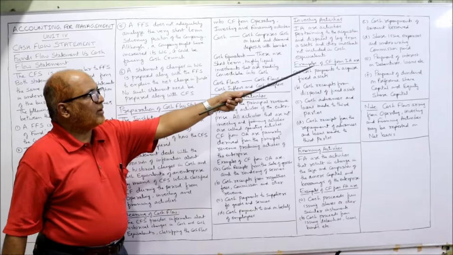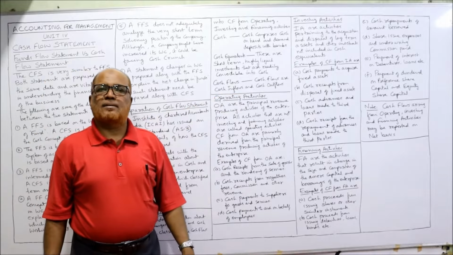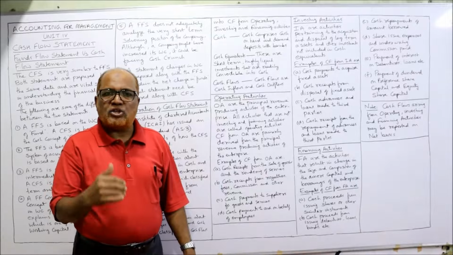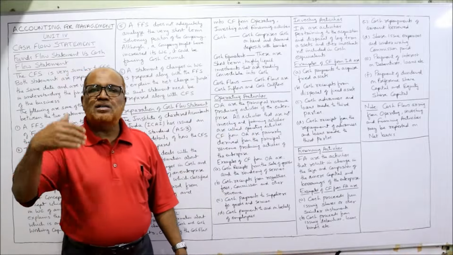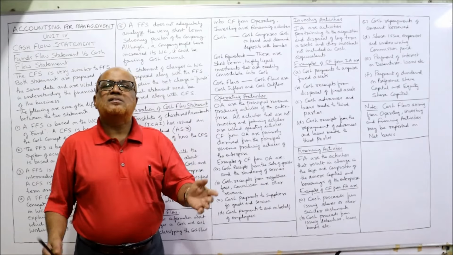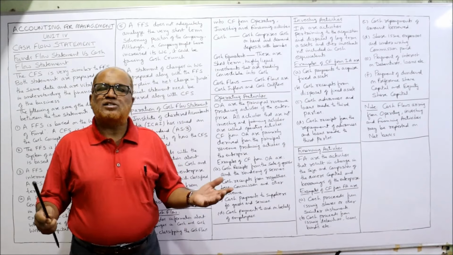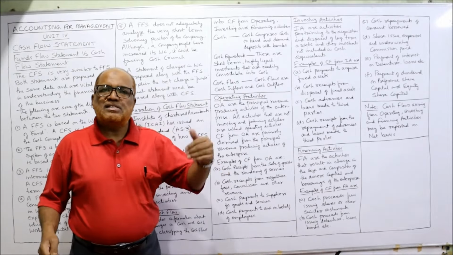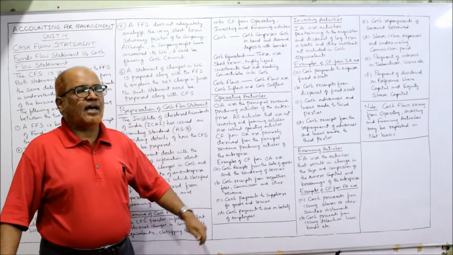Examples of cash flow from investing activity: cash payment to acquire or purchase fixed assets. Secondly, cash receipt from the disposal of fixed asset. We are purchasing fixed assets. Sometimes we have to sell the fixed assets. If the asset has become outdated or damaged or old, we will sell it off. The amount realized on sale of fixed asset is an investing activity.